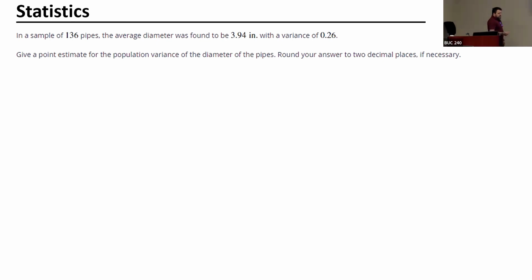When we were dealing with 8.1, our point estimate was the mean, right? In 8.3, our point estimate was also the mean. The only difference is whether we knew the standard deviation or not. In 8.4, our point estimate was that p hat value, right? So what's now going to be my point estimate? That right there. It's just going to be your sample variance.